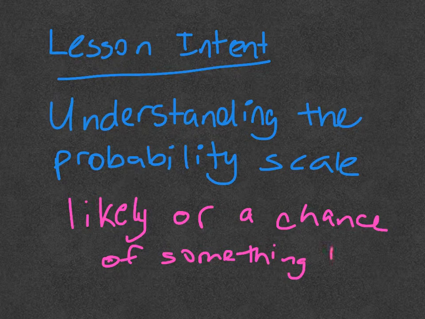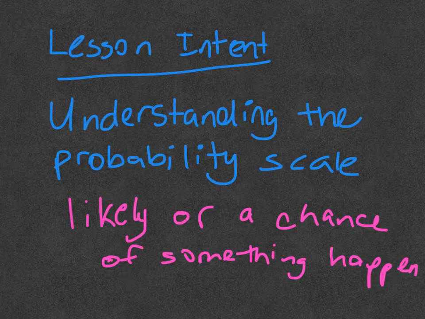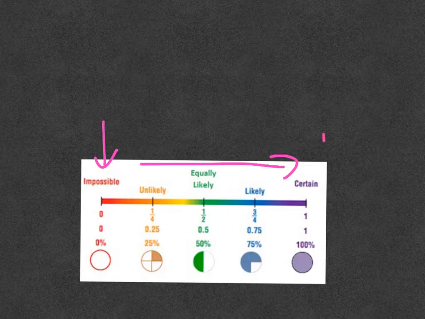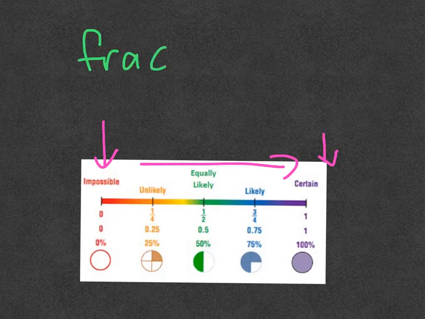So that could be something like, what are the chances it's going to rain tomorrow? Or if I have a die, what's the chance of rolling a 5? We're going to go into more details shortly. When we're talking in terms of probability, it's how likely something is to occur. So it can range from impossible right along to certain. Now, when we're expressing our probabilities, we either do it in fraction form or in decimal.